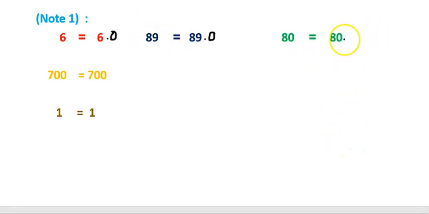80 means 80 point, and I have zeros right here. So 80 has a decimal point, and the decimal point is always on the right side of each number. 700 is 700 point zeros. 1 equals 1 point zeros. Same thing.